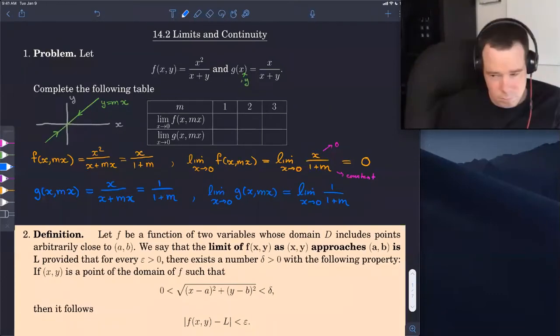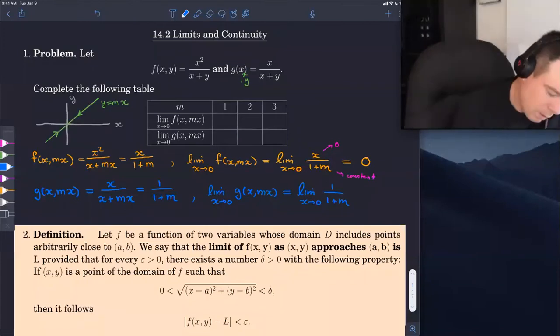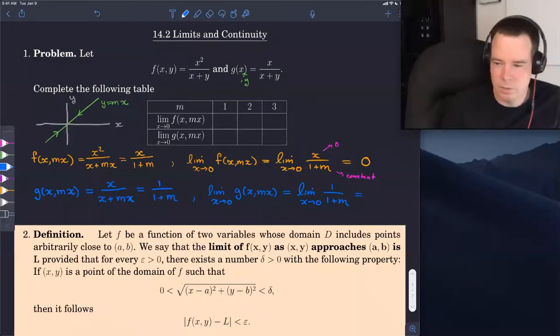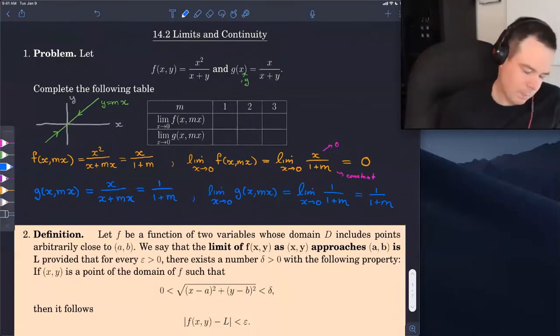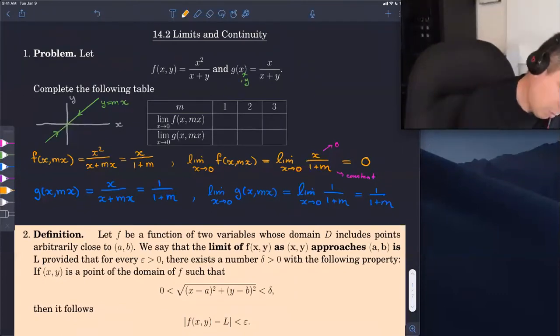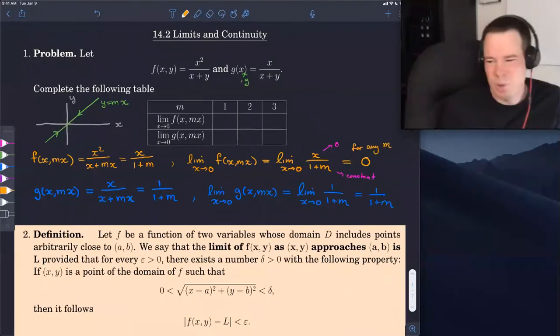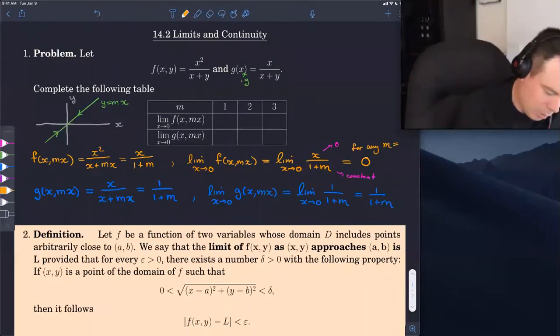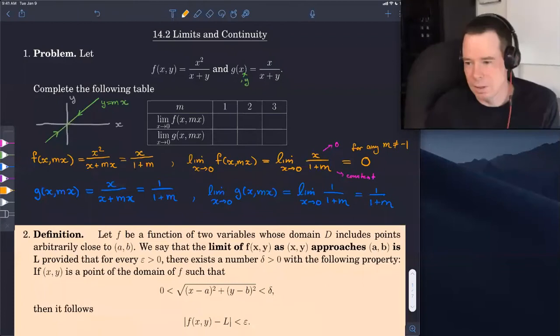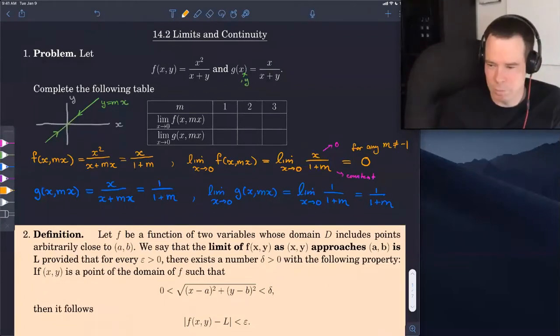And again, m is just a constant, so 1 over 1 plus m is just a constant. In particular, our table wants us to consider 3 different values for m equals 1, m equals 2, m equals 3. But at this point, we can say, well, that's just a constant. So the limit of a constant function is just the constant. And so this is for any m. So maybe I'll write that in here. This was for any m. In particular, I have to worry about m being -1 because then there's division by 0. So this is really happening for any m not equal to -1.